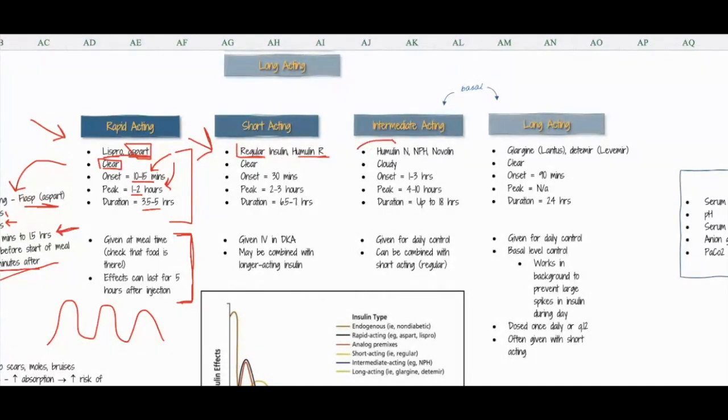The intermediates always have an N or NPH. Novolin is an N, right? So you kind of know. I find the intermediates easy to recognize. The long actings are easy to recognize too. Really, it's glargine or detemir. That's really all we're giving. I know there's a long list of a bunch of other ones, but these are the ones that are going to show up: your Lantus and your Levemir.